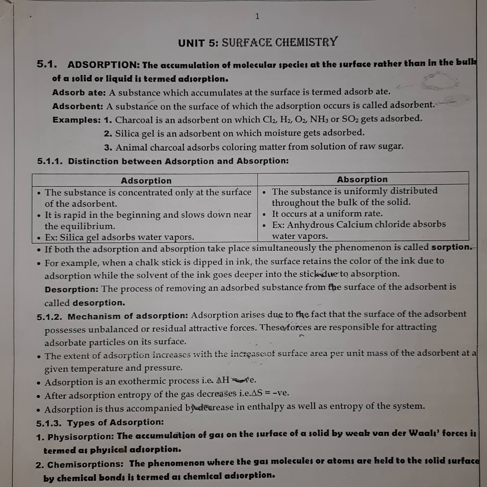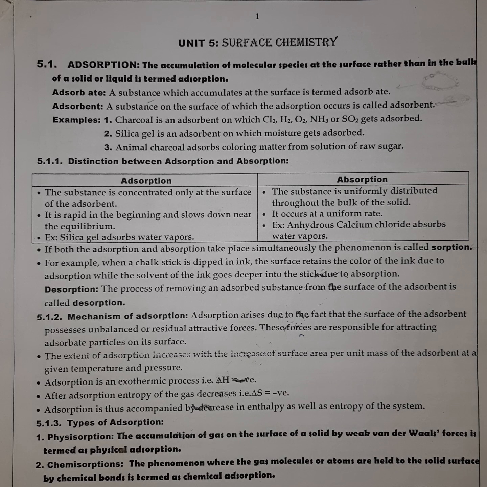Here in adsorption there are two terms, adsorbate and adsorbent. Adsorbate means a substance which accumulates at the surface; anything which accumulates at the surface of a molecule or substance is called adsorbate. The second one is adsorbent, a substance on the surface of which the adsorption occurs.